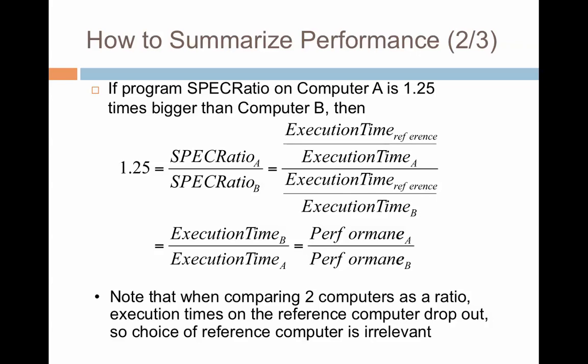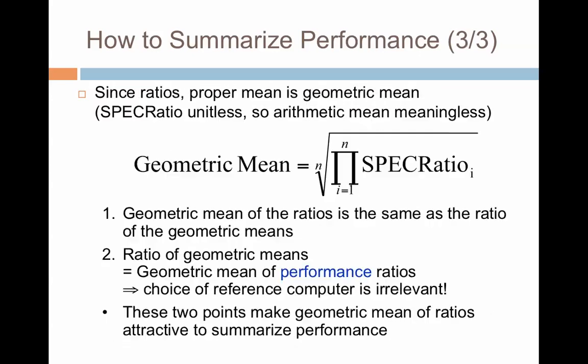Now when it comes to spec ratio, what you're saying is execution time on the reference computer divided by execution time of A, the whole thing divided by execution time of the reference computer divided by execution time of B. So you can cancel out the execution time of the reference computer. You are left with execution time of B to A, which is performance of A to B. So when you compare two computers as a ratio, the execution time on the reference computer drops out. So the choice of that becomes irrelevant, and you are now able to compare two different designs.